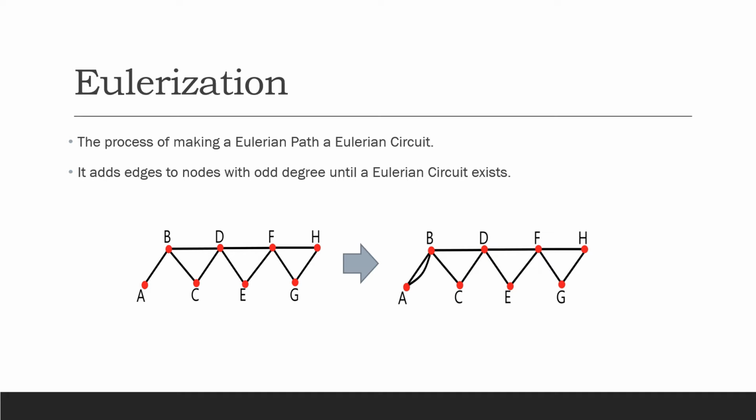Eulerization is the process of making a Eulerian path into a Eulerian circuit. It adds edges to nodes with odd degree until a Eulerian circuit exists. The past example that we have is a type of Eulerian path. To make it a Eulerian circuit, we just add a bridge to the odd degree vertices, such as point A and point B. So we bridge point A and point B. Now we have every node with an even degree. Hence, we may now call it a Eulerian circuit.